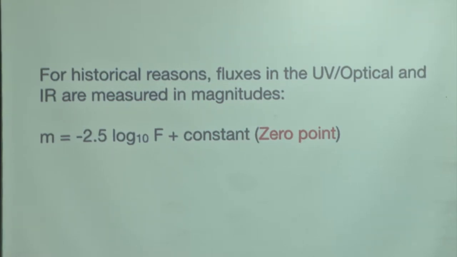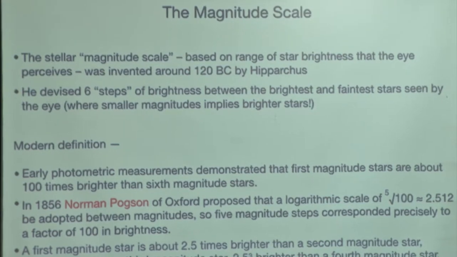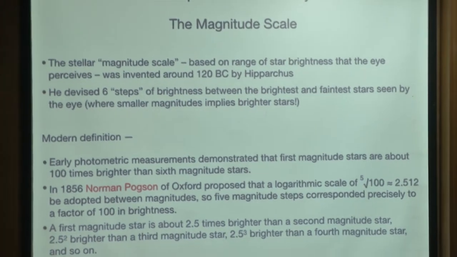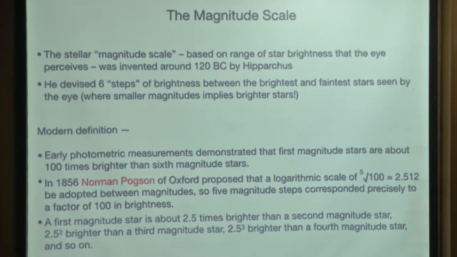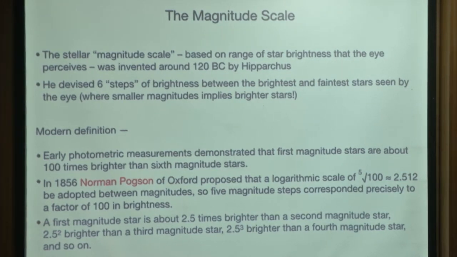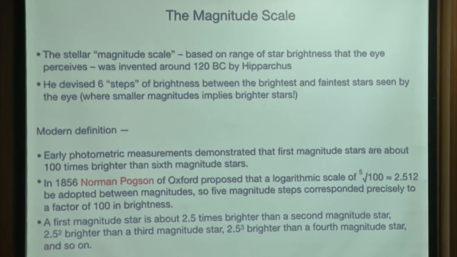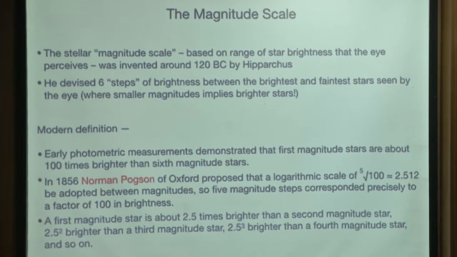So let's first see what this magnitude is, and this slide basically gives basic information about the magnitude or stellar magnitude scale. The stellar magnitude scale is based on the range of star brightness that your eye can perceive, which was invented around 120 BC by Hipparchus. He devised the six-step brightness between the brightest and the faintest star seen by eye, where the smaller magnitude implies a brighter star.